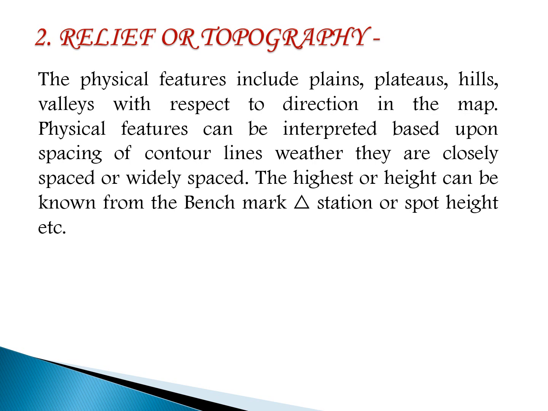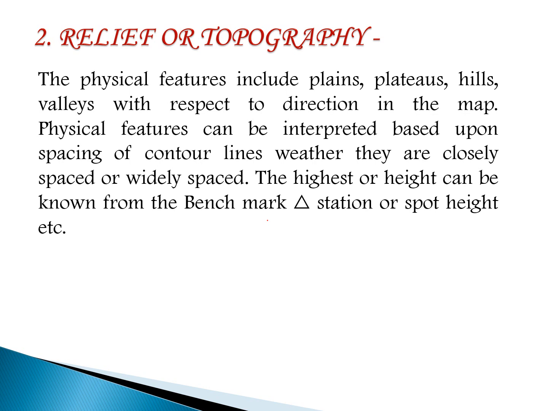So this is a physical feature which includes their plains, valleys, plateaus, hills, with respect to the direction in the map. The physical features can be interpreted based on the spacing of the contour lines, whether they are closely spaced or widely spaced, as I showed you in the previous slide. Then the height can be known from the benchmark, or the triangular station or the spot height, etc. So on a map you have to just search what is the maximum height.